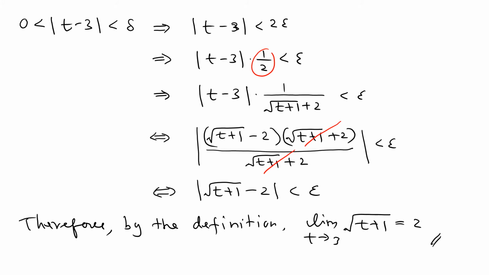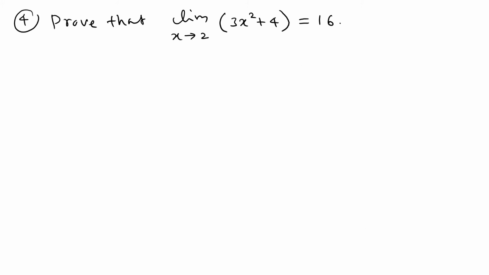So let's look at the next problem. We want to prove that the limit as x goes to 2 of 3x squared plus 4 equals 16. We're going to use a similar argument. So the proof: let epsilon be positive, and then consider what we need to prove.